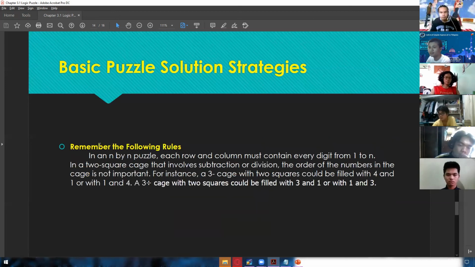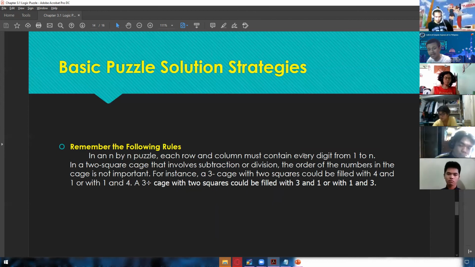Okay, and remember the following rules, of course. In an n by n puzzle, each row and column must contain every digit from 1 to n. So again, if it's 8 by 8, then the numbers that you can use are from 1 to 8 only.